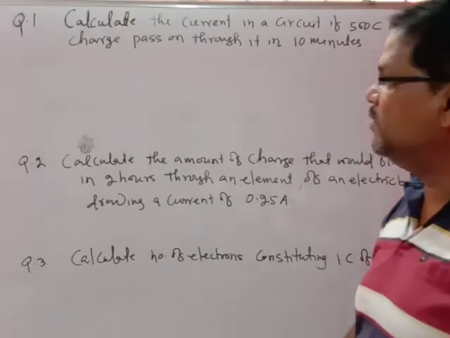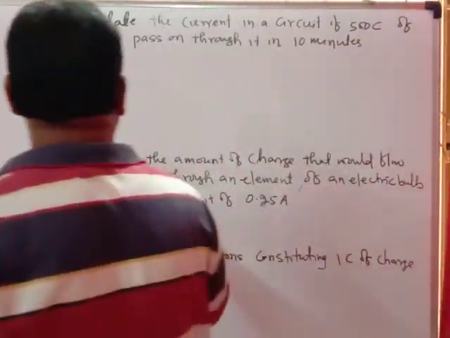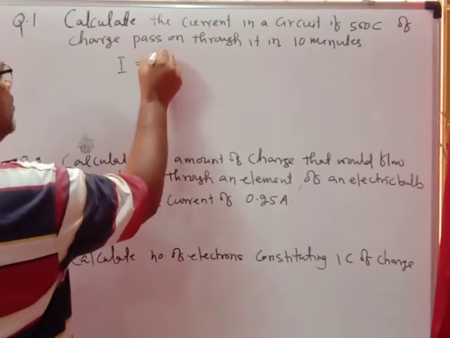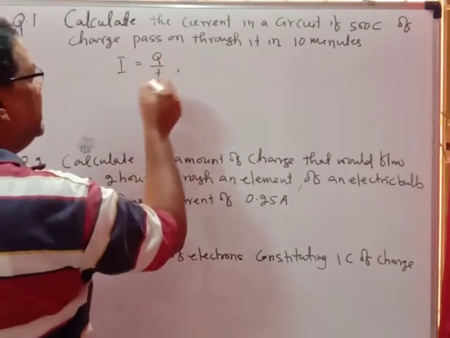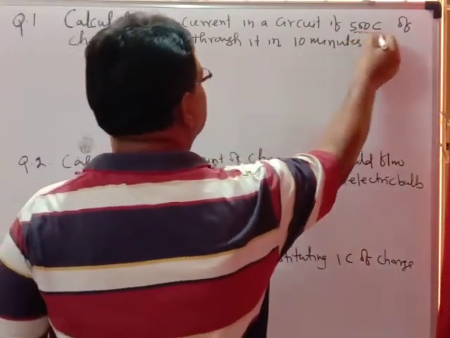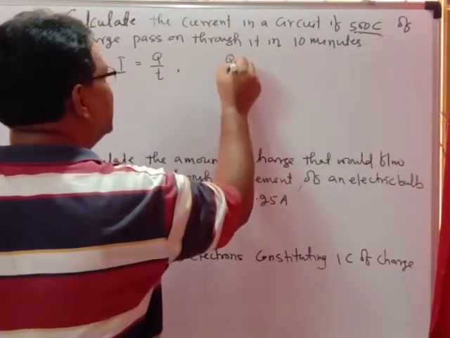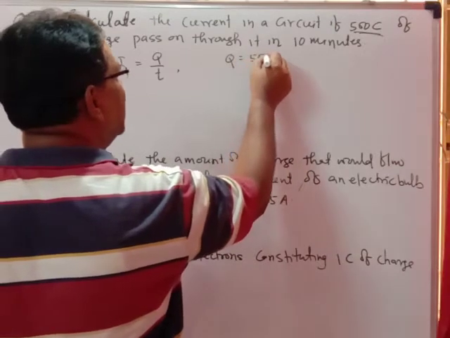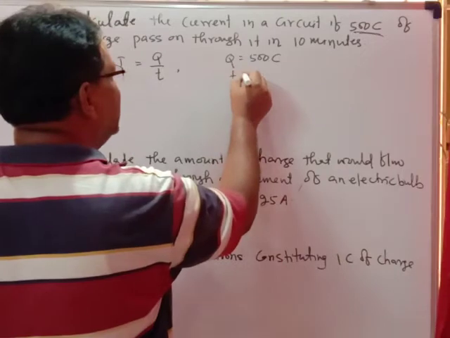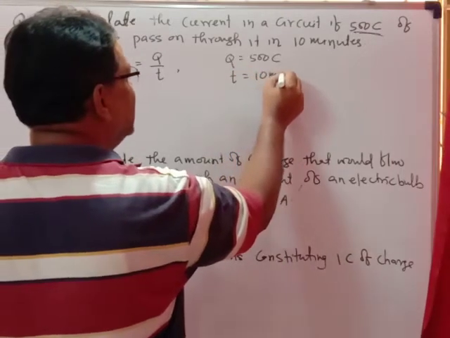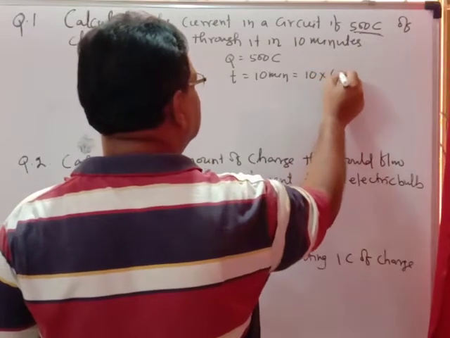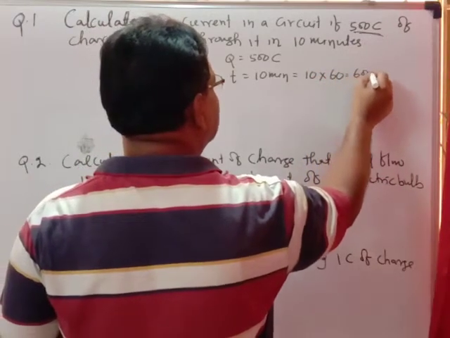If you want to calculate, you know the formula, that is I equal to Q upon T. Here the data are given. In a circuit 500 coulomb, that means Q equal to 500 coulomb, and time equal to 10 minutes, but that minute should be converted into second. 10 into 60, that is equal to 600 second.